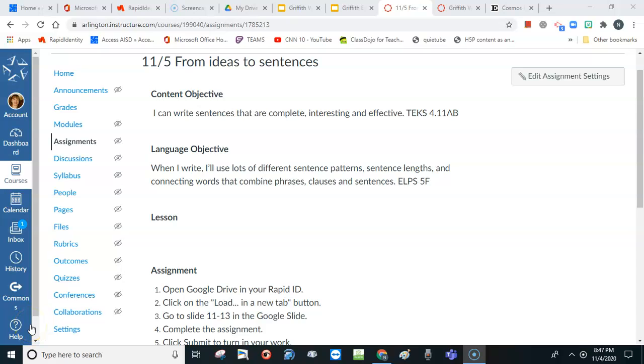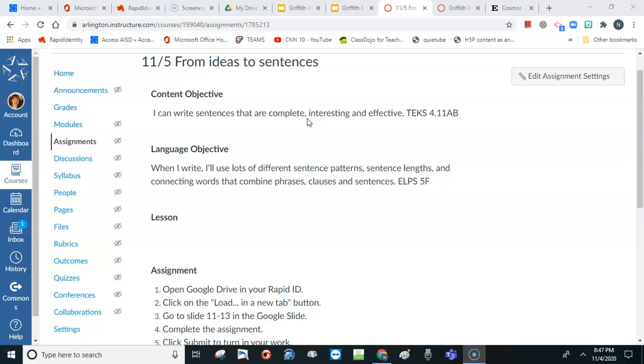This is the lesson for November 5th, Thursday, titled From Ideas to Sentences. Content objective: I can write sentences that are complete, interesting, and effective. TEKS 4.11 AB. So this is our goal today.